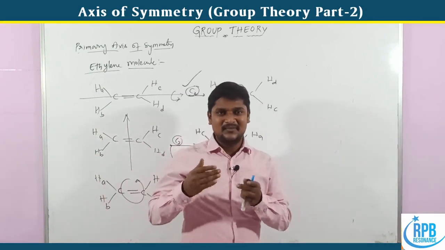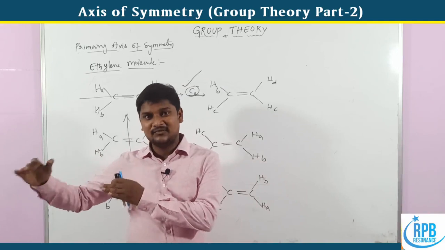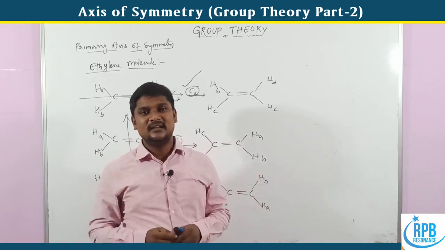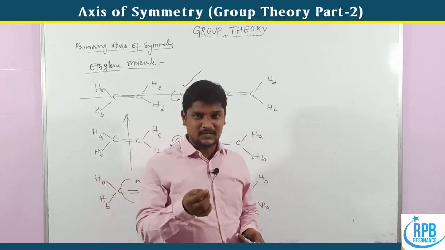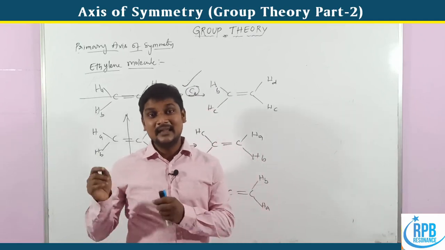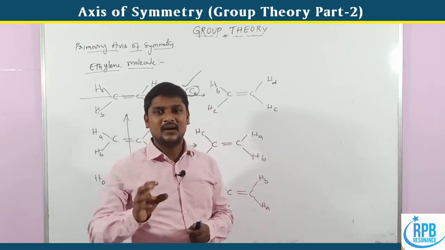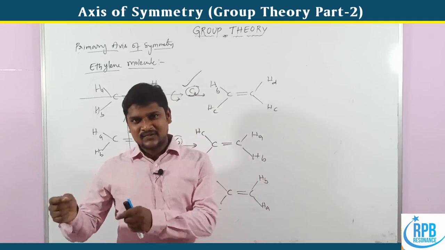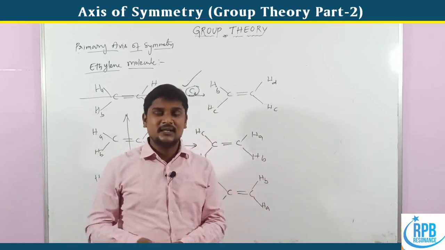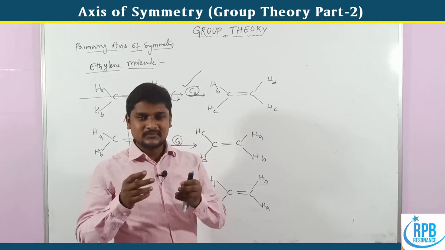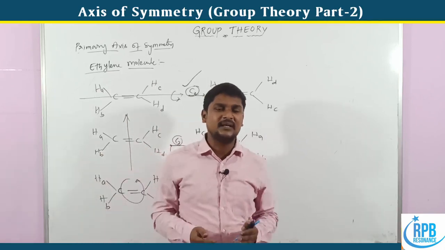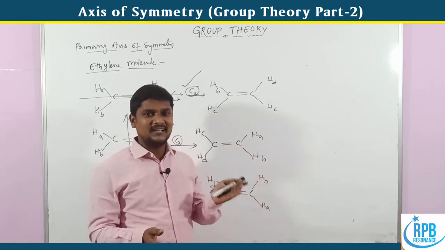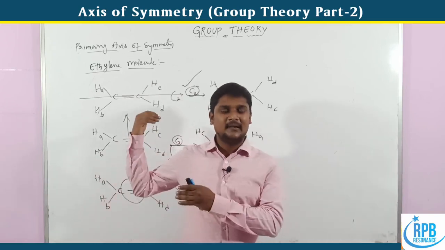Next we will discuss how to find the axis of symmetry in a molecule. Generally an axis of symmetry is represented by Cn, where n is the order of the rotation, n equals 360 by theta, and theta is the angle of rotation or rotational angle. These are known as proper axes of symmetry, with two classifications, primary and secondary axes of symmetry, which can be explained with plenty of examples.